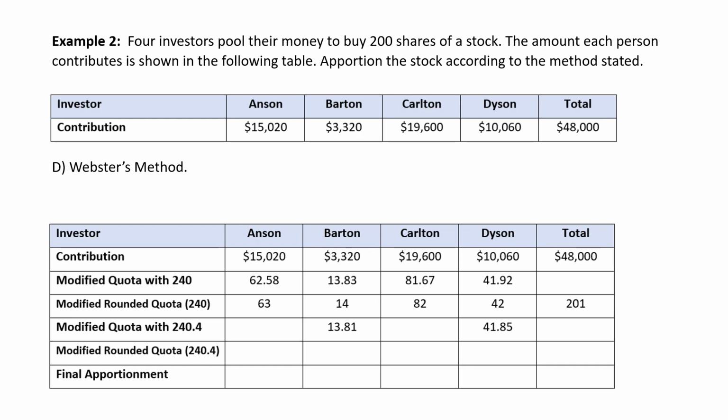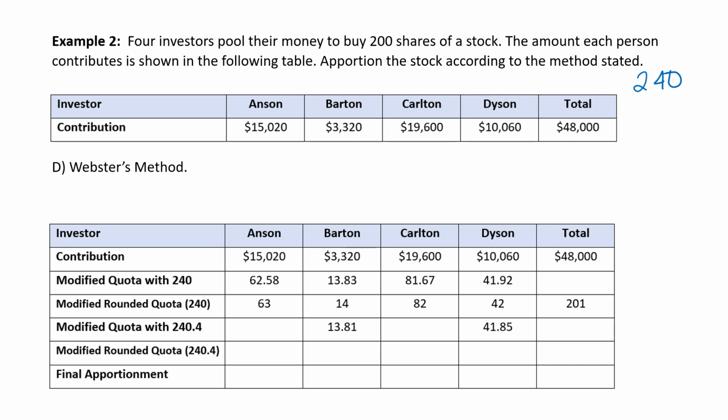With Jefferson's, we know to pick a modified divisor that's a little bit less than the standard divisor of 240. With Adams, we know to pick a modified divisor that's a little bit more than the standard divisor of 240. With Webster's, it depends entirely upon how things work out. The first thing that I tried was the standard divisor. The values are on your chart. For Anson, the modified quota, 62.58, Barton, 13.83, Carlton, 81.67, Dyson, 41.92.